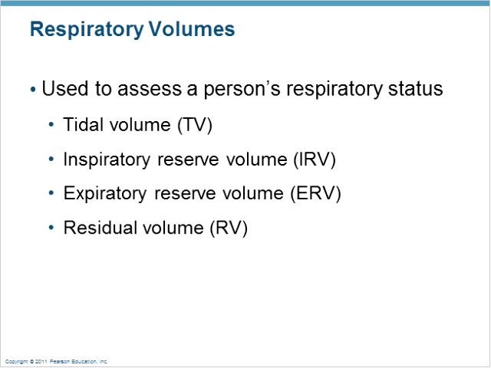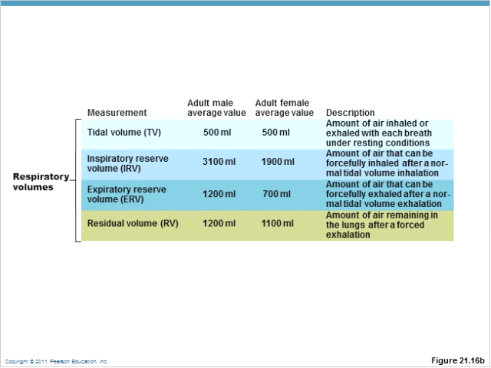We talk about respiratory volumes. They're used to assess a person's respiratory status. We're going to talk about tidal volume, inspiratory reserve volume, expiratory reserve volume, and finally residual volume. And there's an interrelationship between these four. The tidal volume is what the adult male will move, an average of 500 mils of air, under resting stages. If you have an inspiratory reserve volume, where you're taking a really deep breath, not just your regular tidal breath, you'll increase that to about 3,100 mils in a male and about 1,900 in a female.